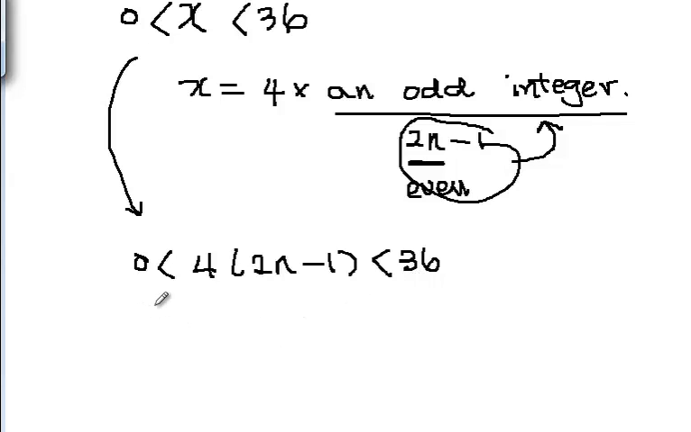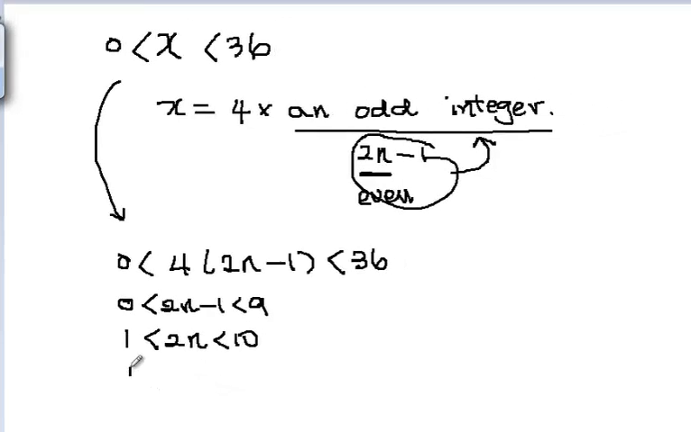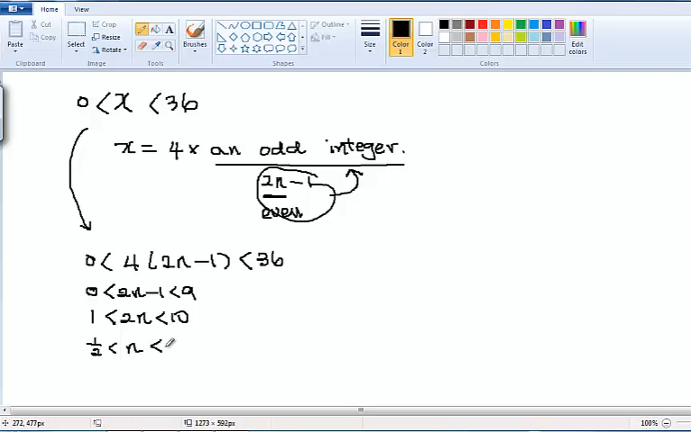Okay, so now I'm going to divide by 4. So this is going to be just 0, and this part 2n minus 1 divided by 4, and 36 divided by 4 is going to be 9. Okay, and what I'm going to do is add 1 to these 3 parts, so it's going to be 1, 2n, and 10. Now divide by 2, so I have 1/2, n, and 5.